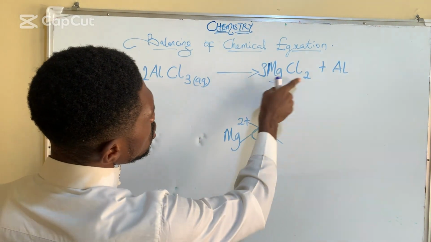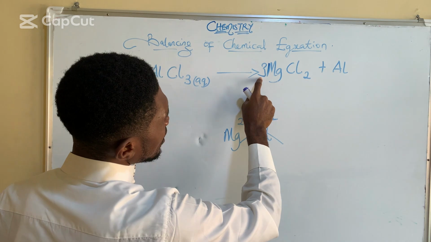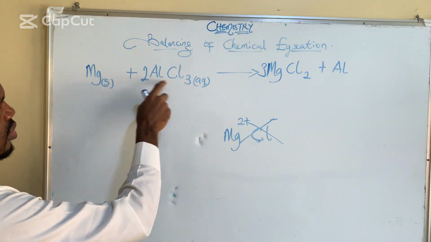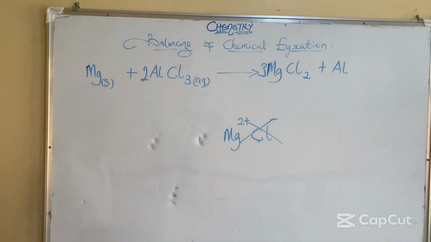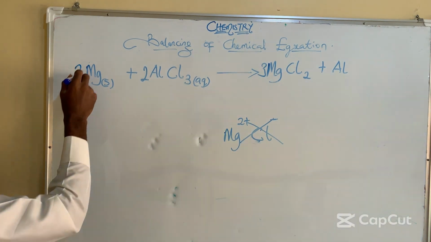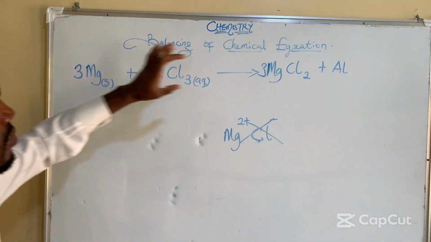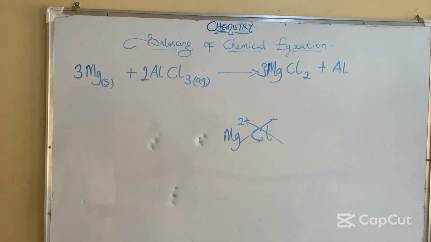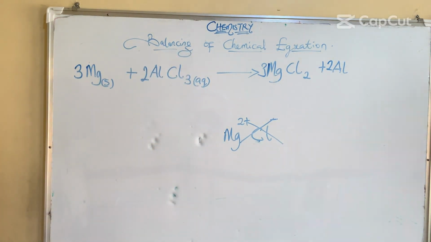It becomes 2 times, because this 3 affects magnesium, it also affects chlorine. So I have 2 times 3 is 6 atoms of chlorine. 2 times 3 here, because it's the same thing as well, will also be 6 atoms of chlorine. So chlorine is balanced. Magnesium is not balanced, but if we put 3 here, magnesium becomes balanced. So we have 3 magnesium, 6 chlorine, 6 chlorine. Aluminium is not balanced. Aluminium is still 1 here, but if we put 2 here, everything becomes balanced.